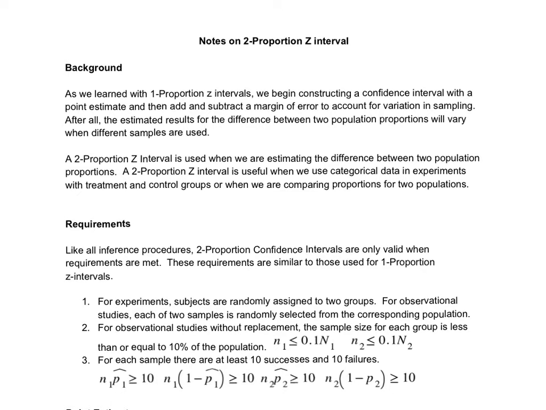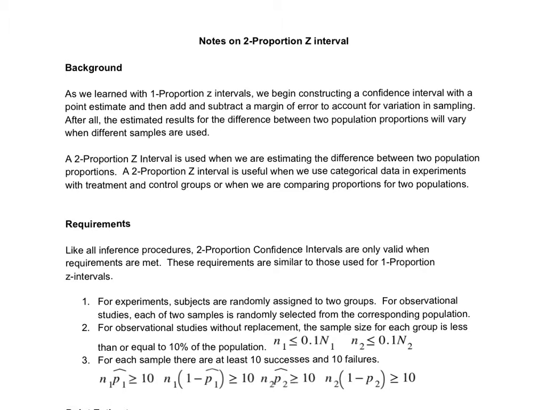So here we are in the notes on two proportion z intervals. These have been posted on Google Classroom. And very similar to one proportion z intervals with a couple of minor exceptions. And that is, well, if we look at the background here, if we're constructing a confidence interval, we're essentially estimating the true population parameter or the true population proportion.